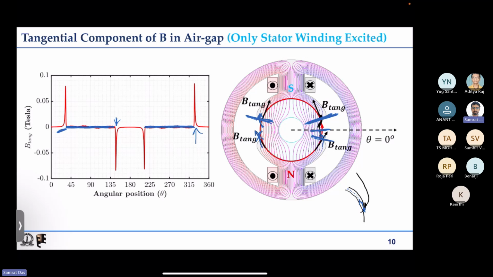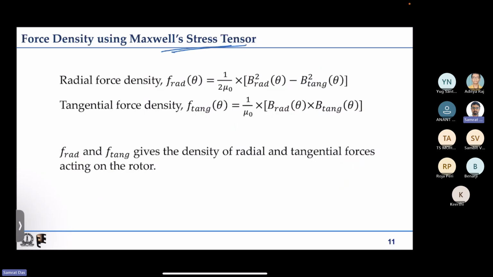So, there is something called Maxwell's stress tensor that is well discussed in electromagnetics books. That gives expressions for radial force density. What is force density? That is force per area, similar to pressure, similar to stress.